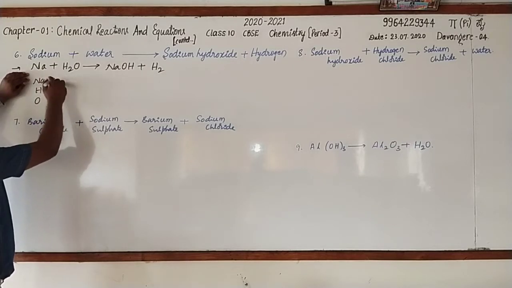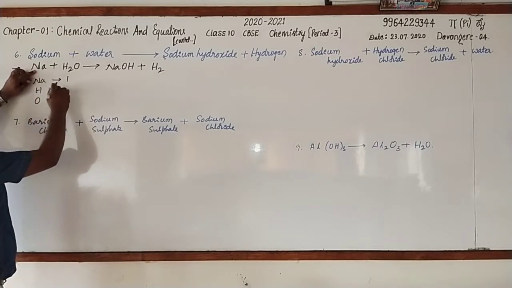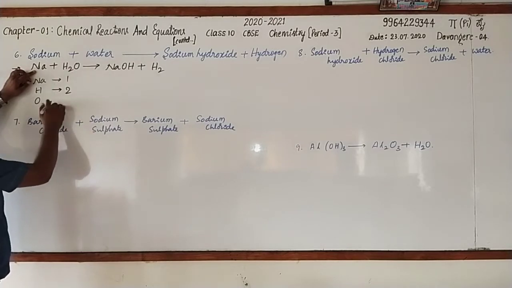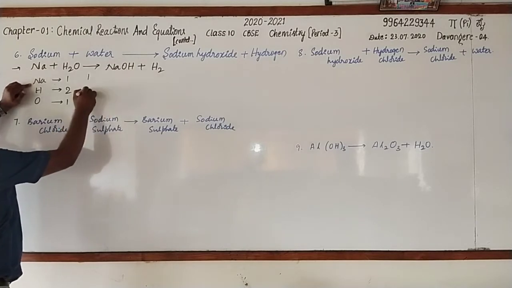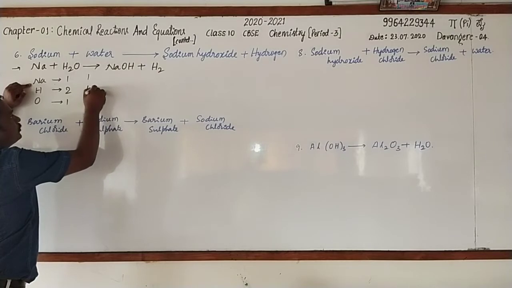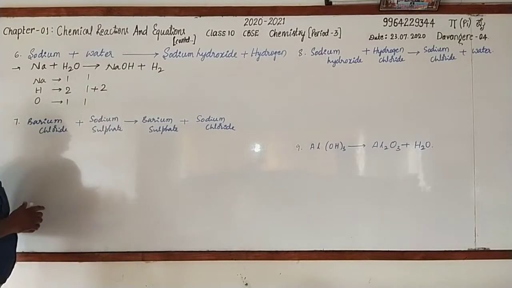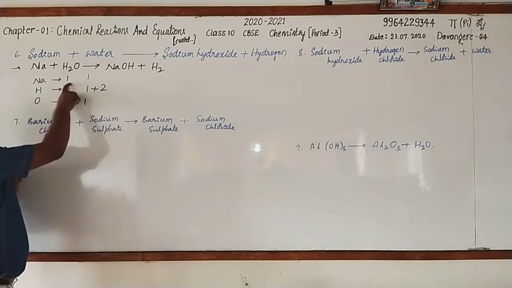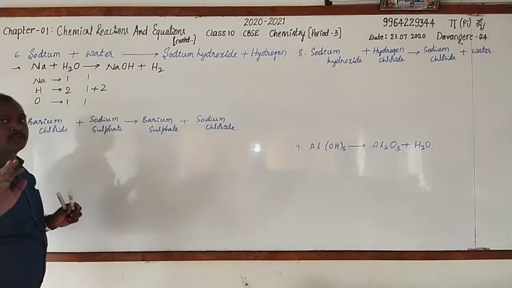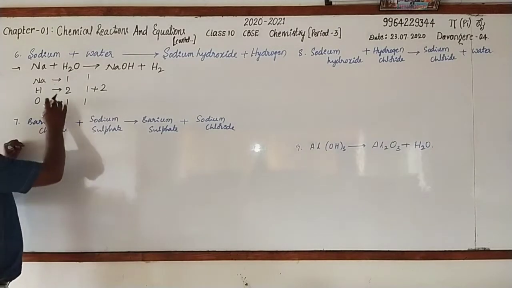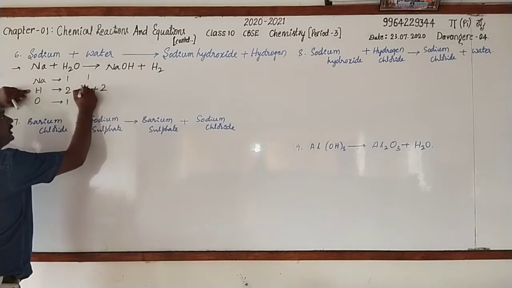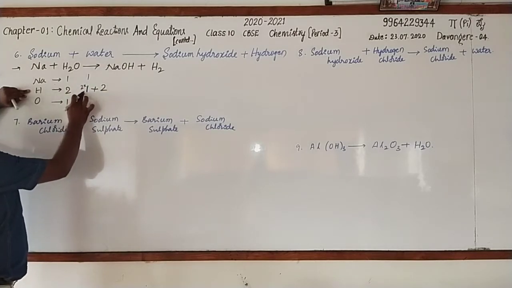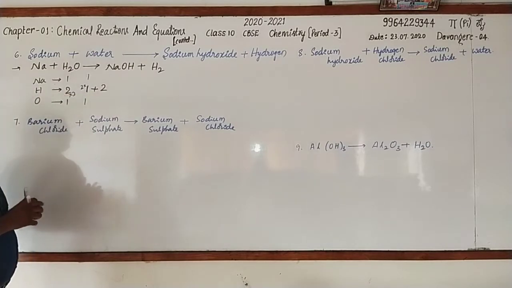Then observe. How many atoms of sodium on LHS? 1. Hydrogen 2. Oxygen 1. RHS. Sodium 1. Oxygen it is 1. Hydrogen here is 1 and here is 2. Then on observing you can come to know that sodium and oxygen atoms are balanced. Only hydrogen is left. Hence here is 1 is there. Hence I go for multiplying it by 2. If it is multiplied by 2, 2 plus 2 4. But this will be only 2. Hence it should also be multiplied by 2.